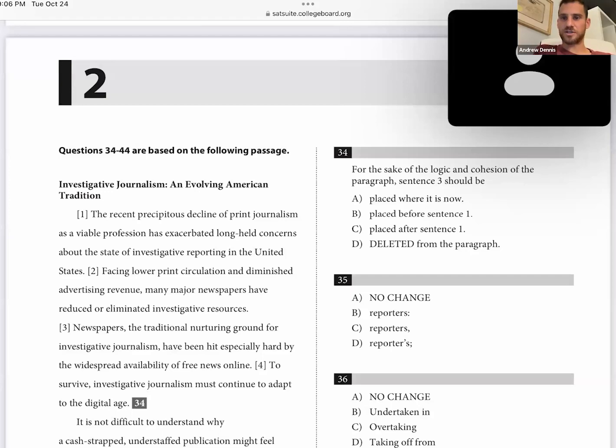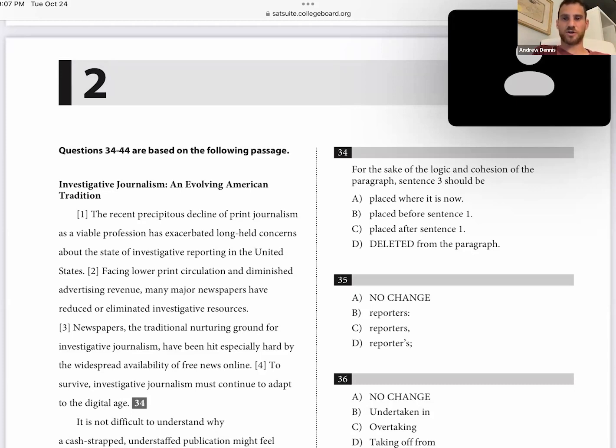Newspapers, the traditional nurturing ground for investigative journalism, have been hit especially hard with the widespread availability of free news online. The recent precipitous decline of print journalism as a viable profession has exacerbated long-held concerns about the state of investigative reporting in the United States.